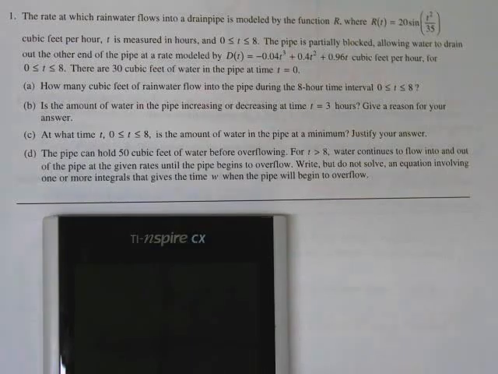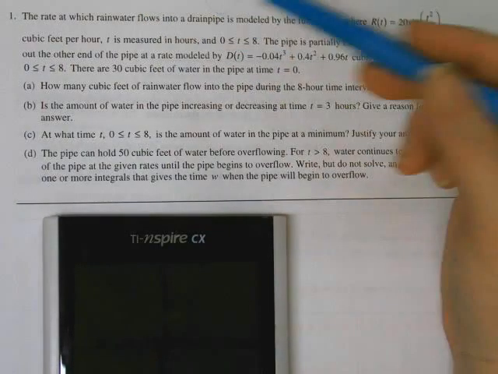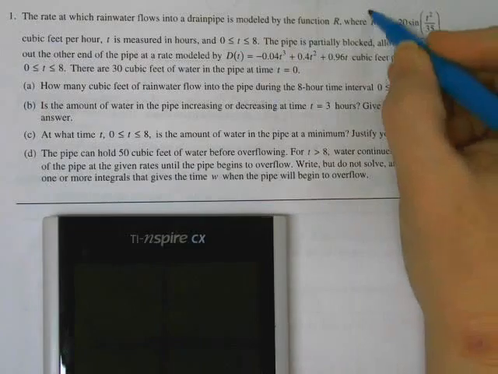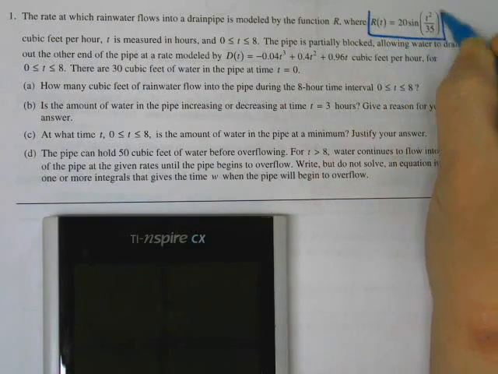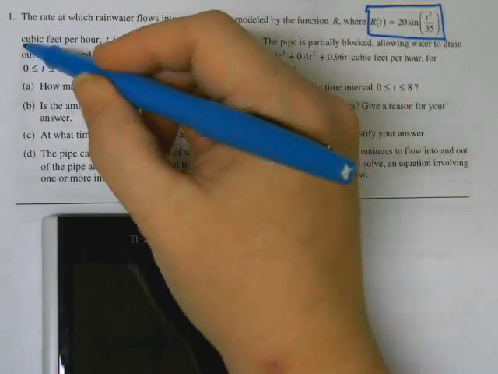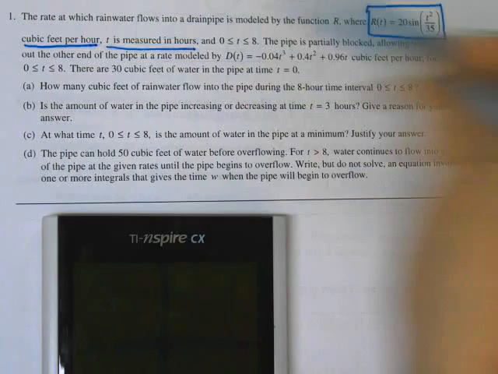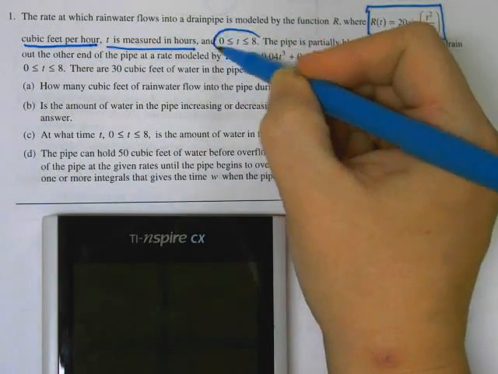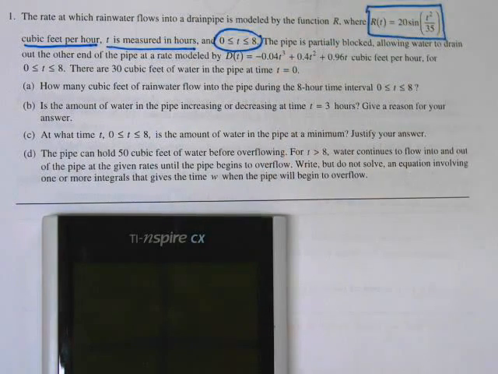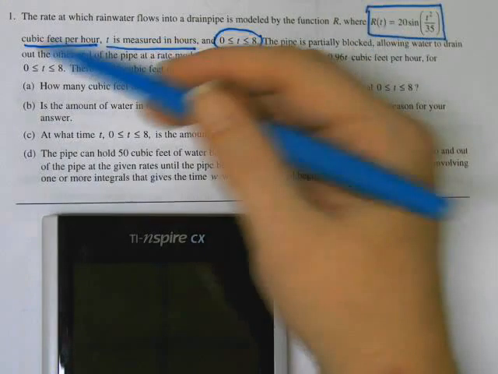All right, the rate at which rainwater flows into a drain pipe is modeled by this function. So this is the rate that water is flowing into the pipe in cubic feet per hour. t is measured in hours, and we're talking about 8 hours, so from 0 to 8. The pipe is partially blocked, allowing water to drain out the other end at a rate modeled by this. So this is the rate that water is leaving the other end.